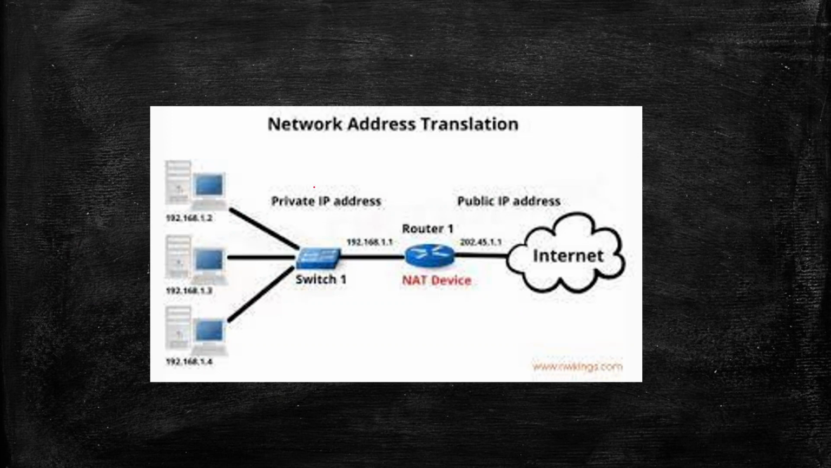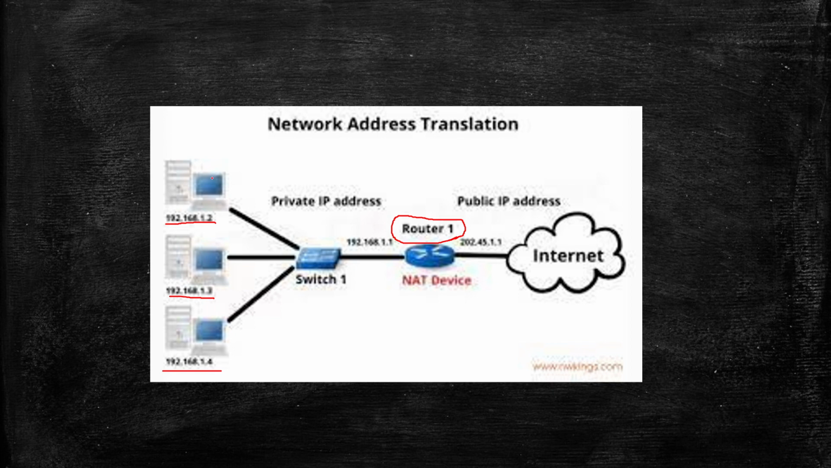So here there is the network address translation. Okay, this is the router, and the NAT device. These computers are given different private IP addresses: 192.168.1.2, 192.168.1.4, and this is the third.